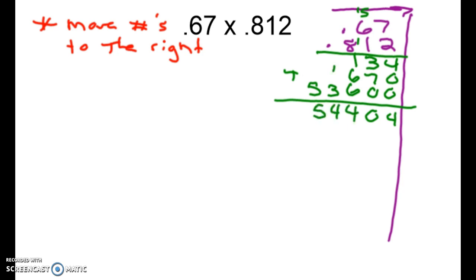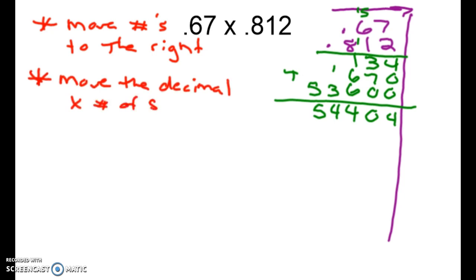Now, the other key when you're multiplying, so let's write ourselves another note, is you want to move the decimal X number of spaces. It's going to just depend on each problem how many spaces you move over, but here's how you figure it out. Look at your original numbers. You have 0.67, so 1, 2 numbers after the decimal, and 1, 2, 3. So altogether, that is 5 spaces that you have to move.